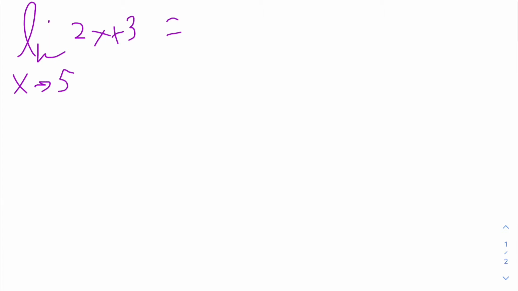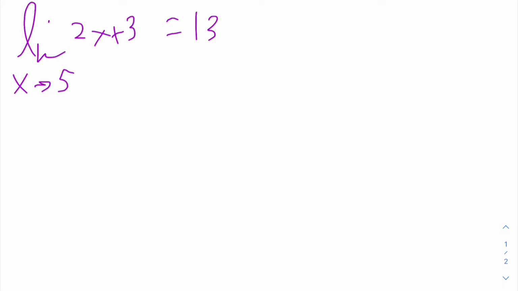So for example, let's do the limit as x approaches 5 of 2x plus 3 is equal to, well, we kind of know that it's equal to 13 by just plugging in 5 for x. We know this, well, for now we just know this more intuitively, but we want to actually conduct a proof. So we will conduct an epsilon delta proof.